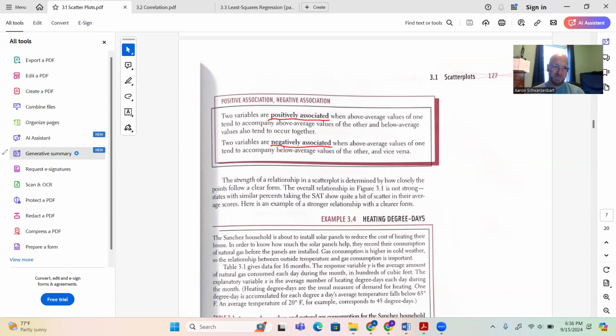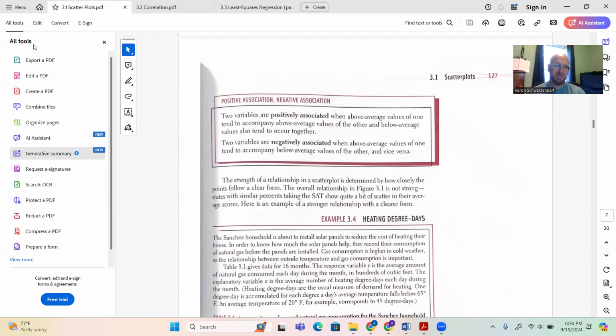The next section, I'm going to get a little bit ahead, but we'll save a little time later. Correlation. The correlation coefficient is known as R. R is positive for positively associated and negative for negatively associated. We're going to talk about this example quickly because it's going to come up again later.